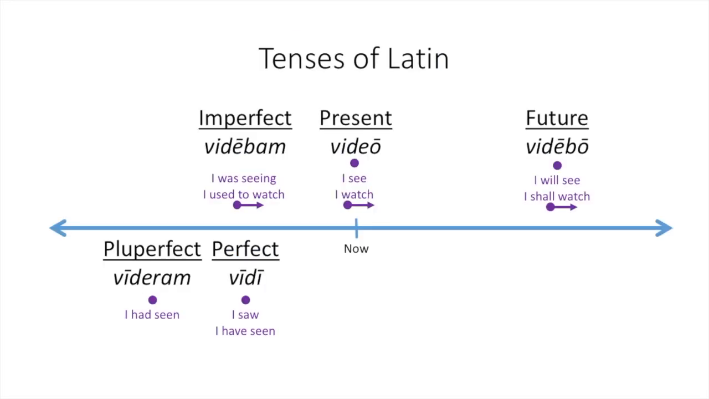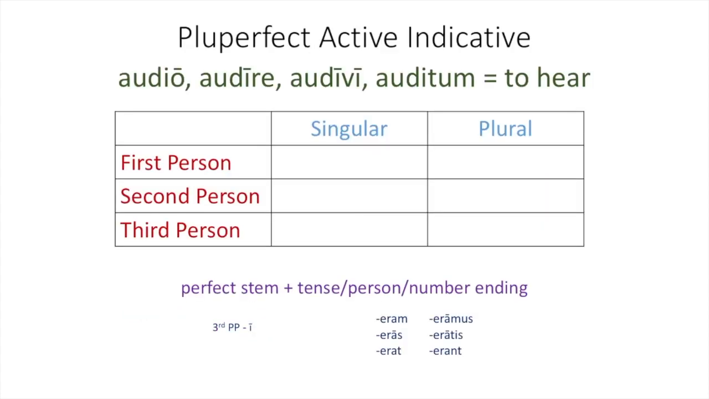So your pluperfect tense, remember, is the tense that comes before the imperfect and perfect verbs. So I had seen something, and then I was seeing something else, or I saw something else. So our pluperfect forms still use your perfect stem and your tense, person, and number endings.